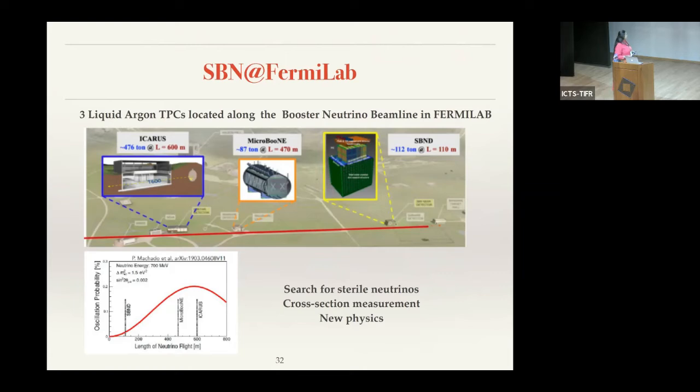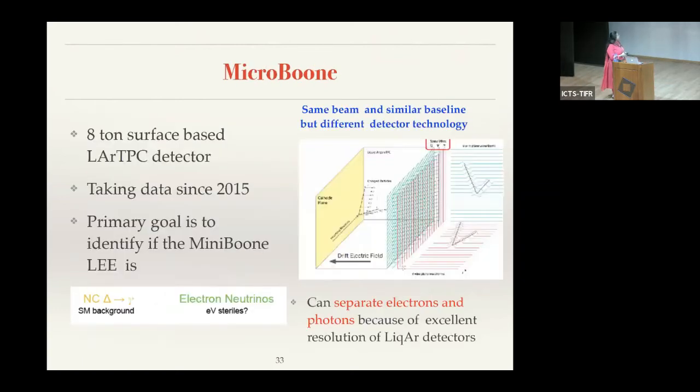So this is the probability at MicroBooNE and ICARUS. They can look for the probabilities at different distances. They can do cross-section measurements and new physics searches. MicroBooNE has been taking data since 2015, and their primary goal is to identify if the MiniBooNE low energy excess is due to the backgrounds or sterile neutrinos. Because of the excellent resolution of liquid argon detectors, they can separate electrons and photons.